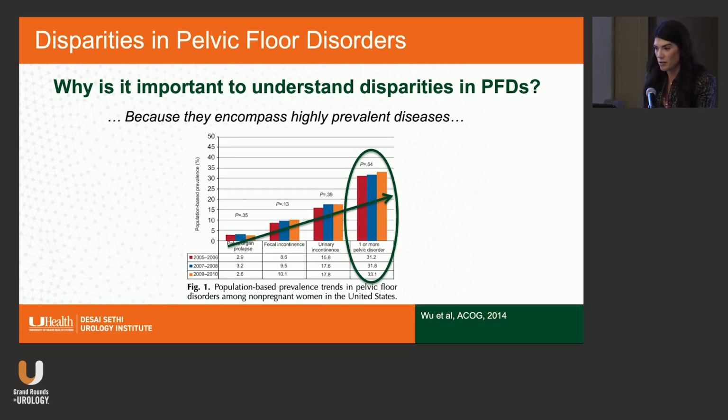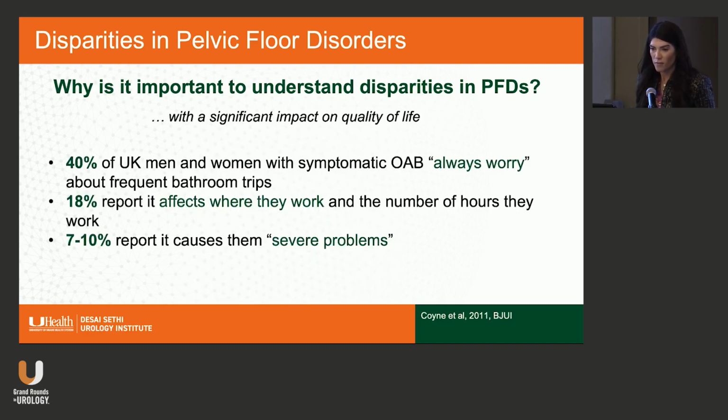So in general, why do we care about pelvic floor disorders in the context of disparity research? That's because it's highly prevalent. I've talked about this before in previous lectures, but this is a study looking at pelvic organ prolapse, fecal incontinence, and urinary incontinence, and 30% of women in the general population experience one or more pelvic floor disorder. And it has significant impact on quality of life.